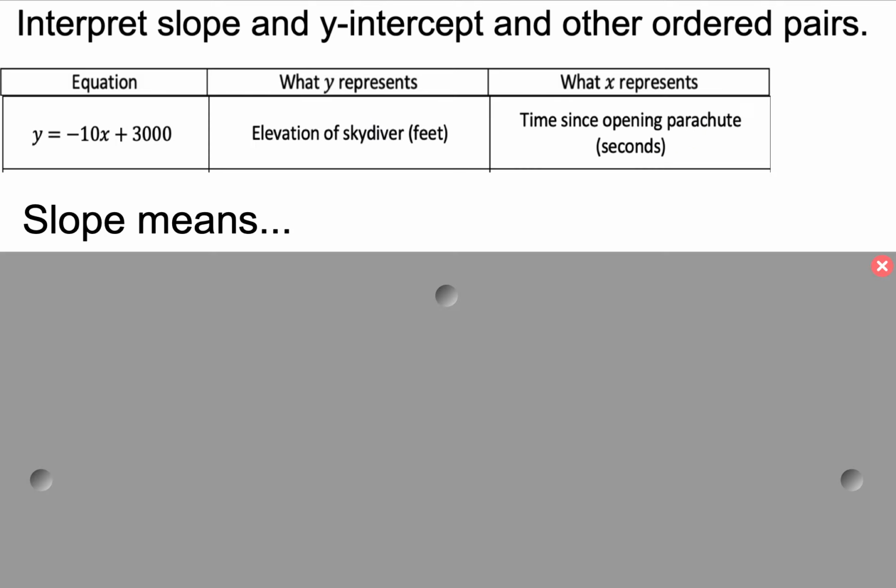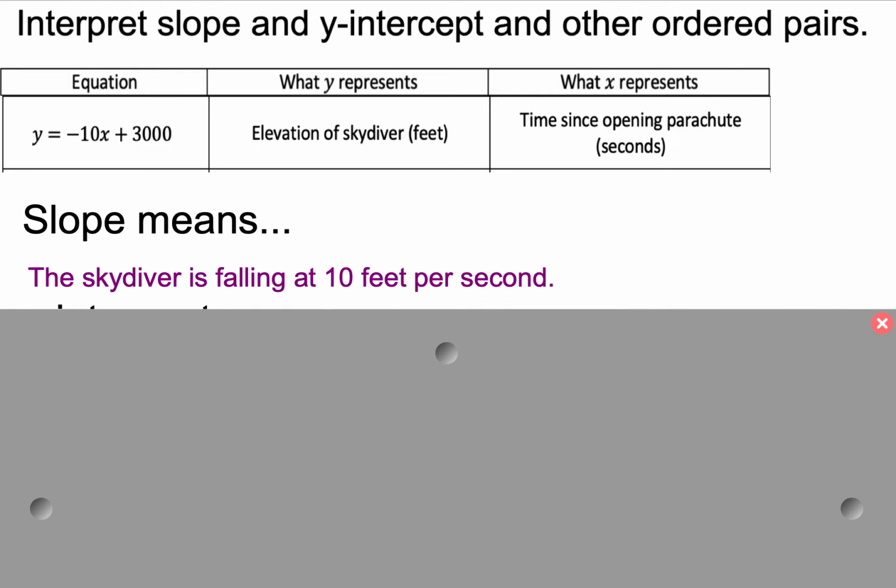Okay, next, y equals negative 10x plus 3,000. Y represents the elevation of a skydiver measured in feet, and x represents the time since opening the parachute. I invite you to try pausing the video and interpreting what this is before I reveal the answer. The slope means the skydiver is falling 10 feet per second. So the slope's negative 10, falling 10 feet per second. The falling is what makes it negative.